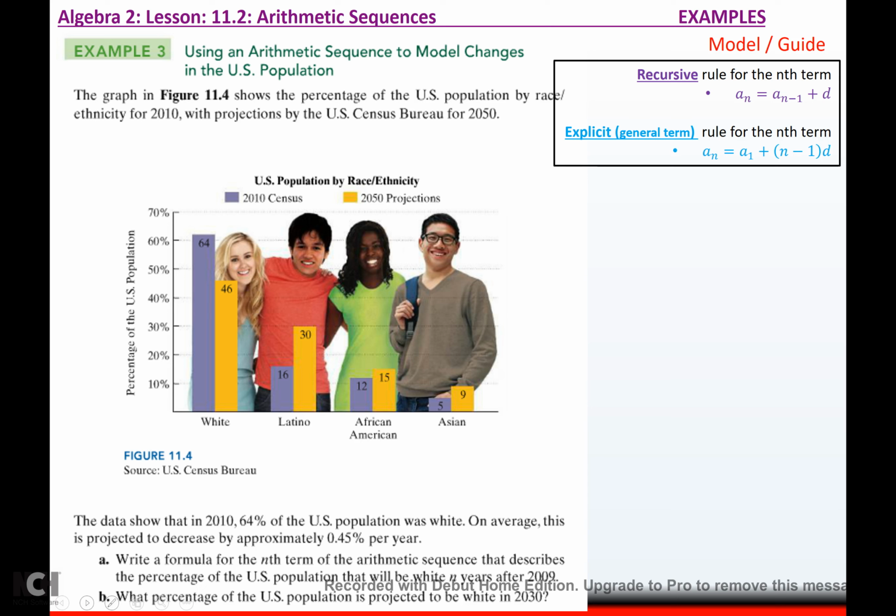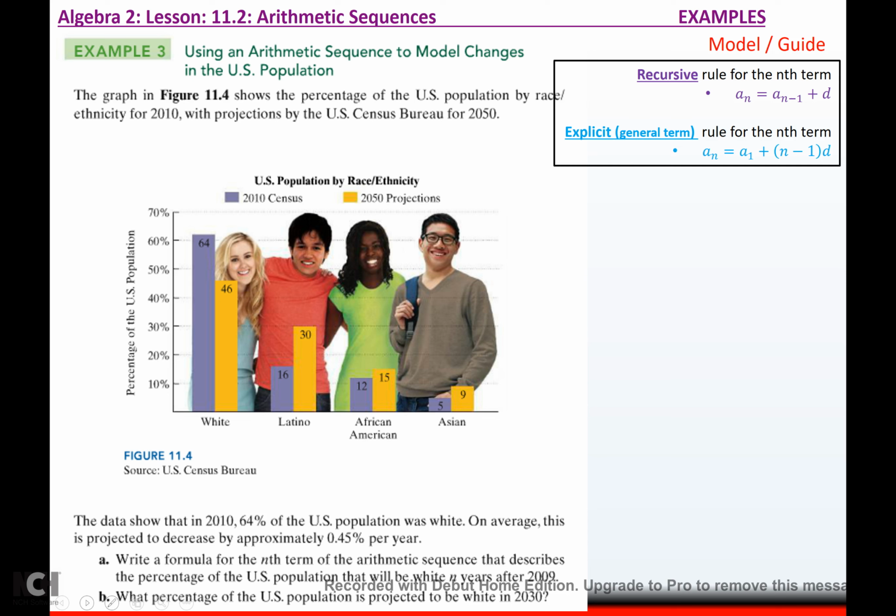Using an arithmetic sequence to model changes. It says the graph in figure 11.4 shows the percentage of U.S. population by race ethnicity for 2010, with projections by the U.S. Census Bureau for 2050. The data show that in 2010, 64% of the U.S. population was white. On average, this is projected to decrease by approximately 0.45% per year. It says, write a formula for the nth term of the arithmetic sequence that describes the percentage of U.S. population that will be white n years after 2009.